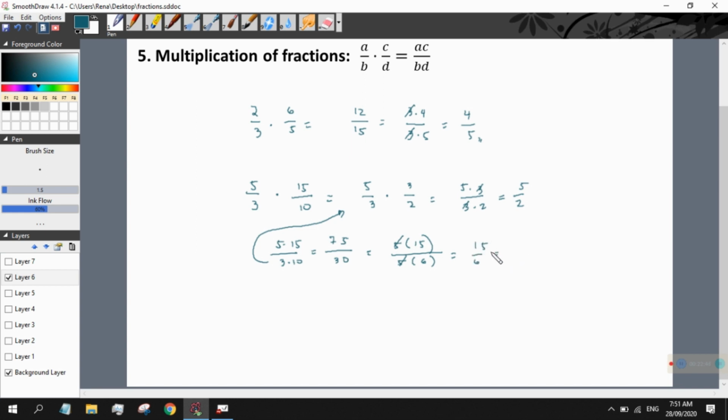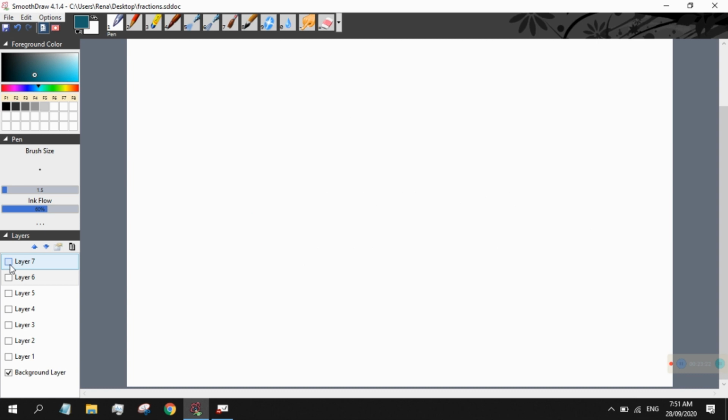And then, you know that there are still common factors between 15 and 6. We have 5 multiplied by 3 and we have 2 multiplied by 3. You will end up with 5 over 2 still. So, it's up to you as long as you multiply the numerators and the denominators for multiplication of fractions and then you make sure that you are generating equivalent fractions before you submit your final answer, then it is acceptable.